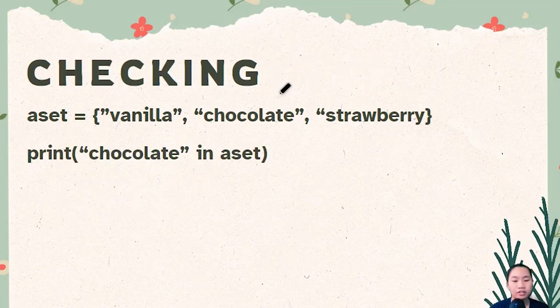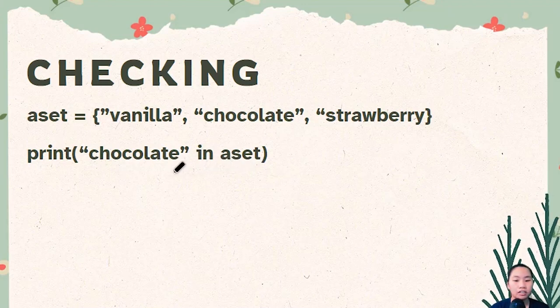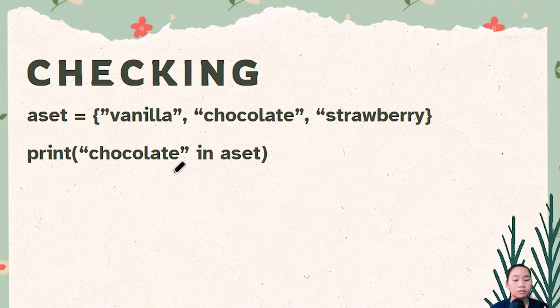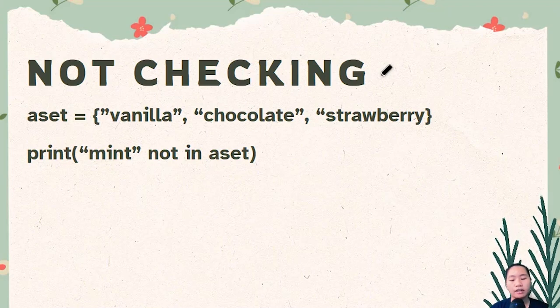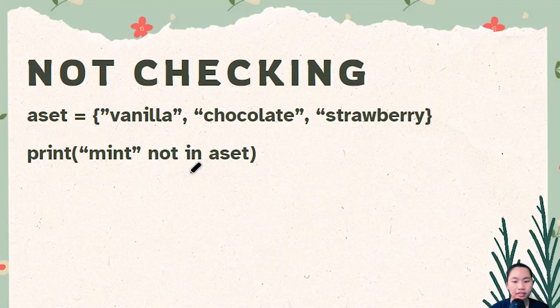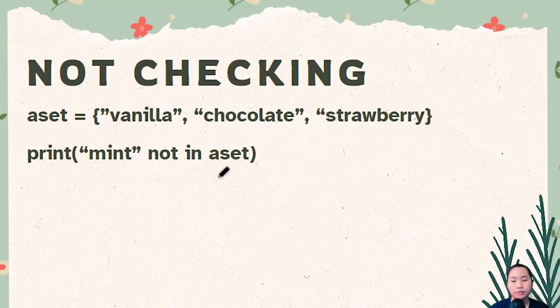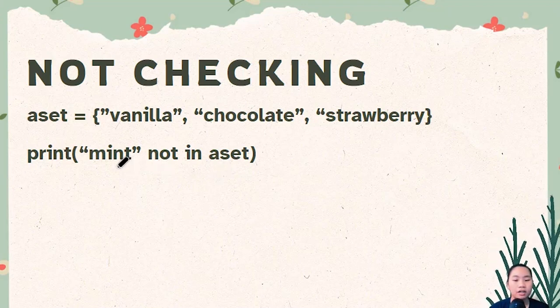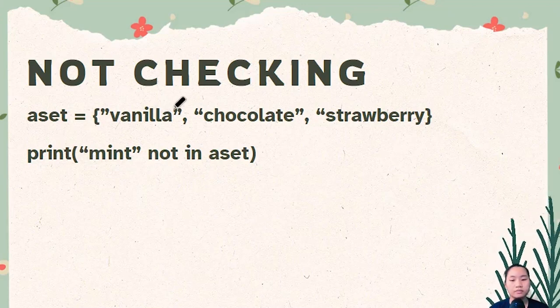Next up, checking. Checking is very simple. It's denoted by the keyword in: chocolate in a set, okay? If chocolate is in a set, it'll return true. But if not, it'll be false. Now, not checking is to see whether or not a value is not in a data set, denoted by not in a set. Okay? Mint is not in a set, so this will return true. However, if mint is in the set, this will return false.